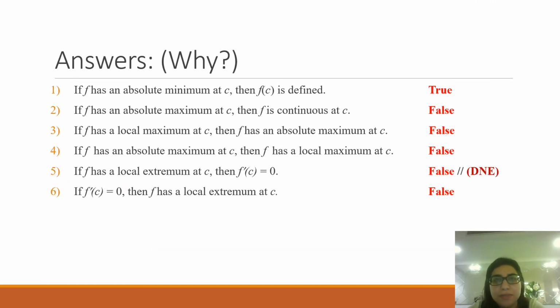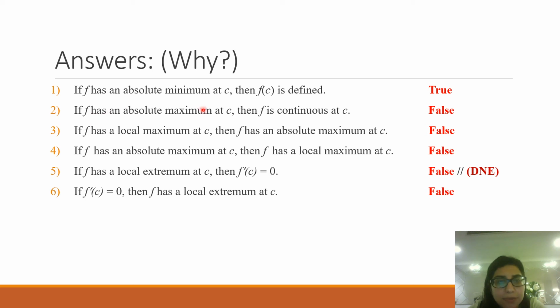All right, here comes our last slide. And this slide is actually checking the concepts. It has to do with the wording of the theorem itself. So if you're not sure of any of them, go back to the wording of the theorem and you will understand. So let's start with the first one. If f has an absolute minimum at c, we're talking about an absolute minimum or maximum, then the function has to be defined. Of course, yes, you cannot find an absolute maximum or minimum if the point is not defined.